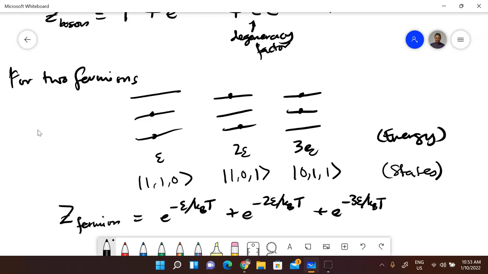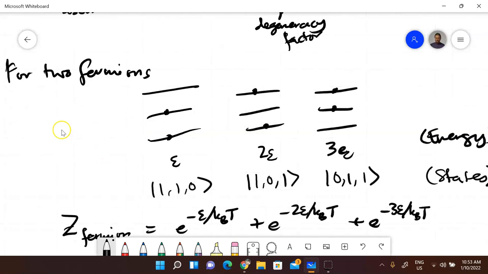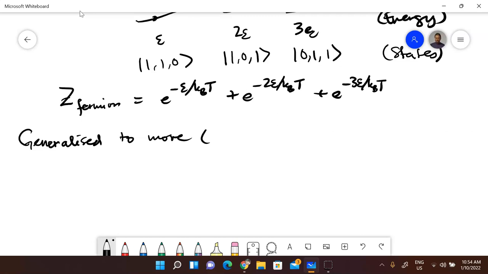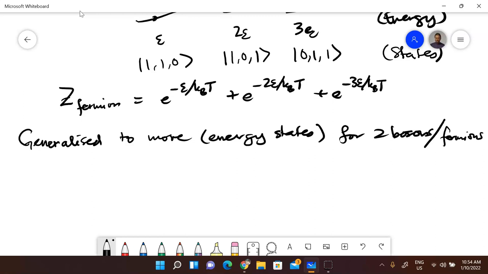Now, what we're going to do next is try to generalize this a little bit further, to more energy states, for two bosons or fermions. So let's do it for the case of boson first. So your Z boson can have the doubly occupied states, which is going to be giving you this, for example.